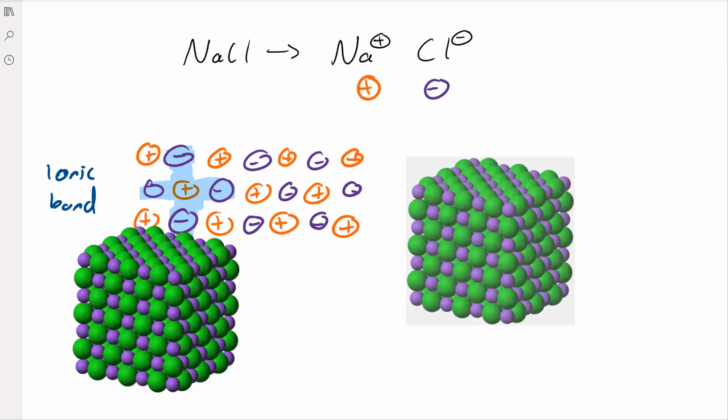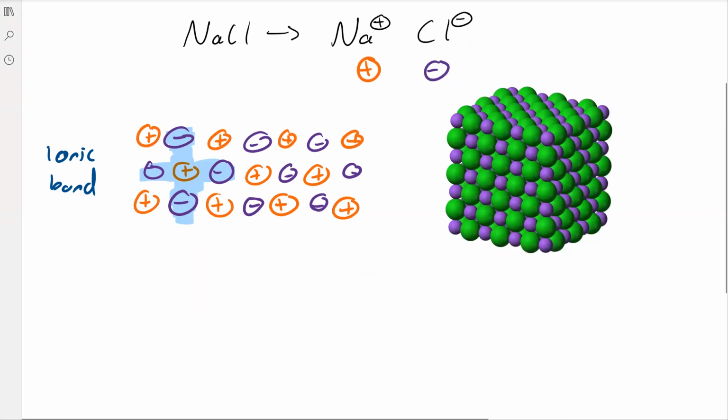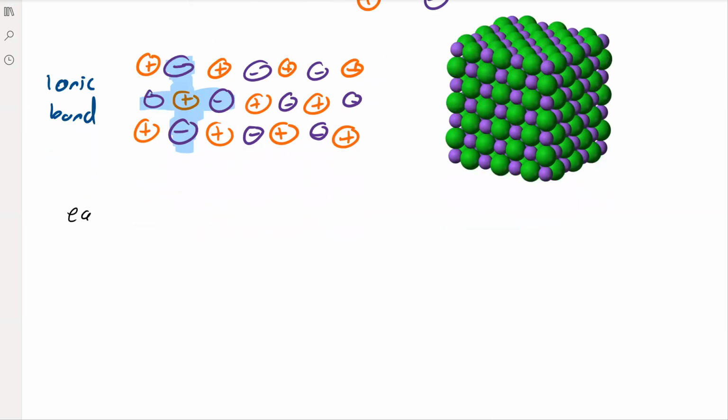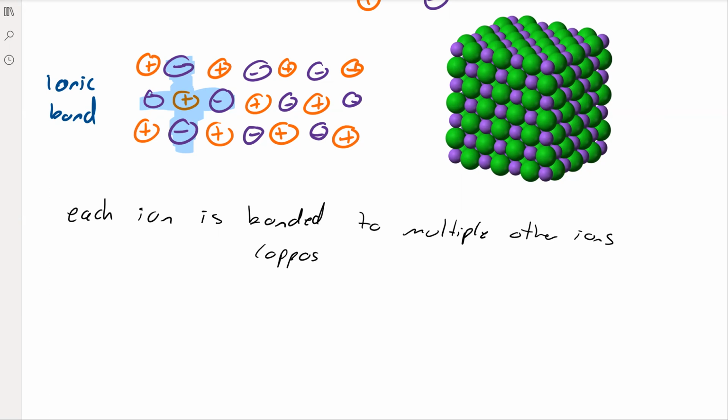So this picture demonstrates that, right, in a kind of three-dimensional shape. So you can think about each one of these purple balls, what they're connected to. They're not just bonded to one other atom, they're actually bonded to 6 other atoms if you think about it in a three-dimensional structure. So each ion is bonded to multiple other ions, right? Remember that opposites attract.